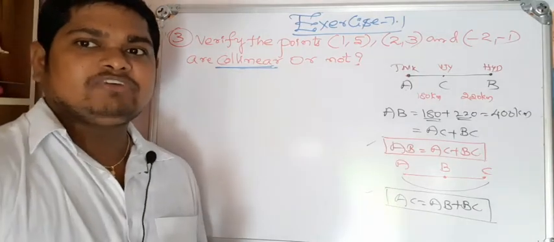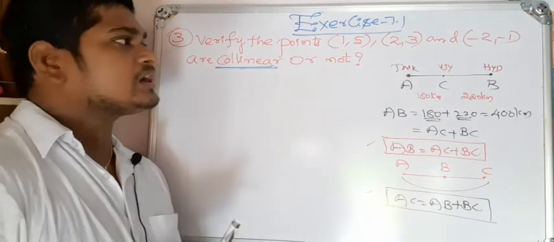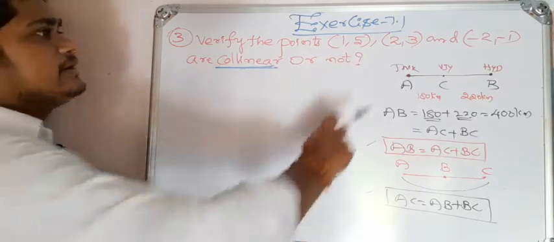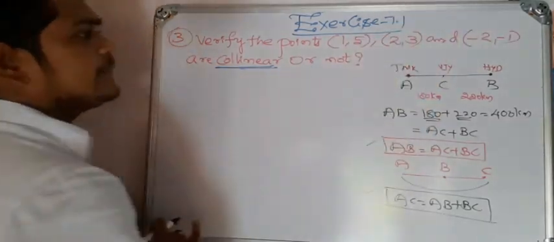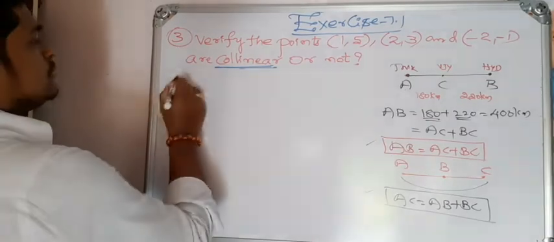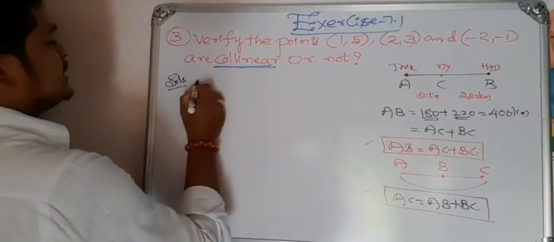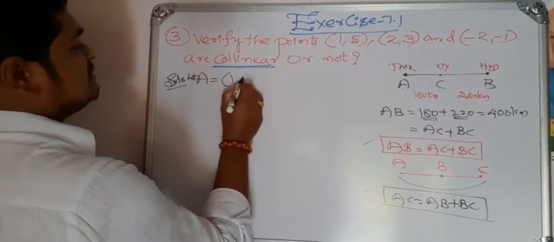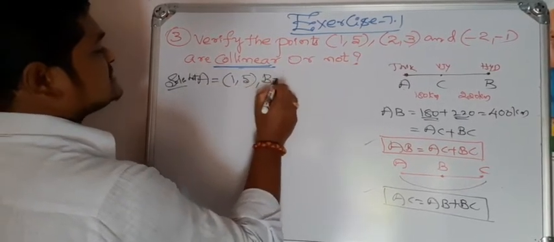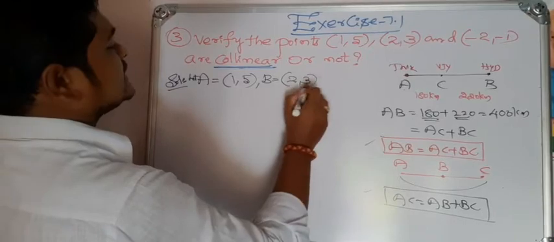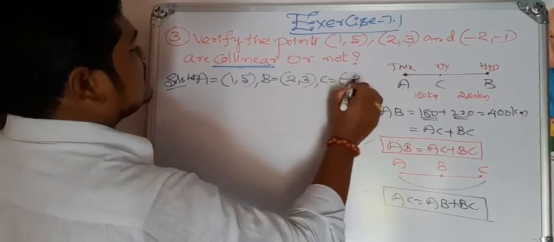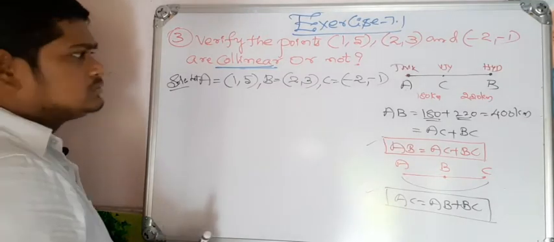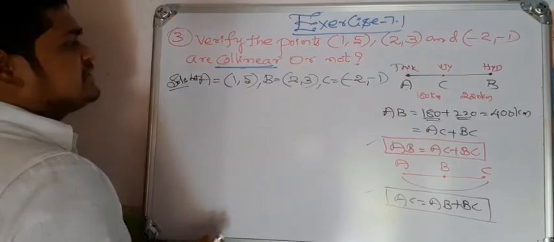Now we have to check whether the given points are collinear or not. Let us take the first point (1, 5), next point (2, 3), third point (-2, -1). Now coming to the solution, let A be (1, 5), next B is (2, 3), next C is (-2, -1). Now find the distance between A and B.